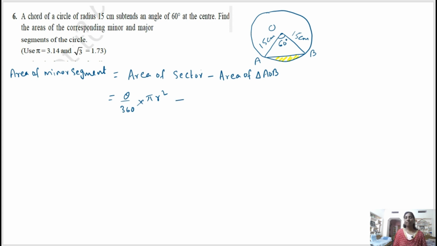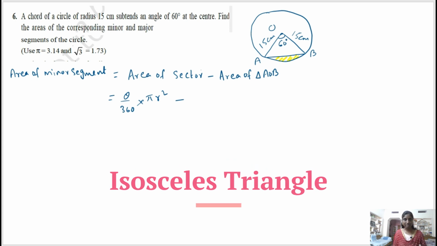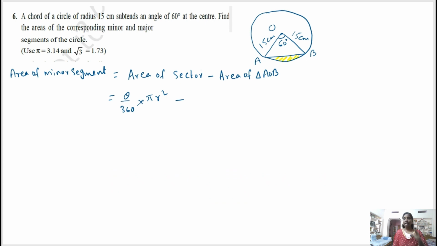Now you observe the triangle and tell which type of triangle it is. You can see here in this triangle two sides are equal, 15 centimeter, 15 centimeters. So it is looking like an isosceles triangle. Suppose it is an isosceles triangle. Now we know that if in a triangle two sides are equal, then angles opposite to equal sides are also equal. It means angle A and angle B also should be equal.